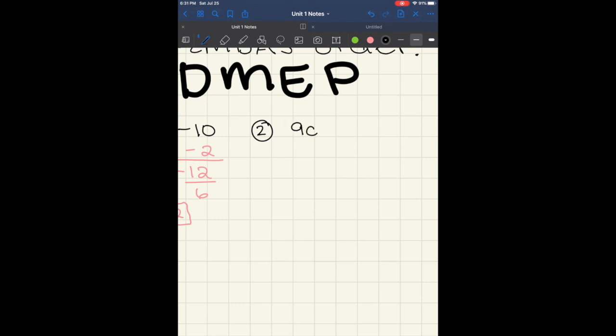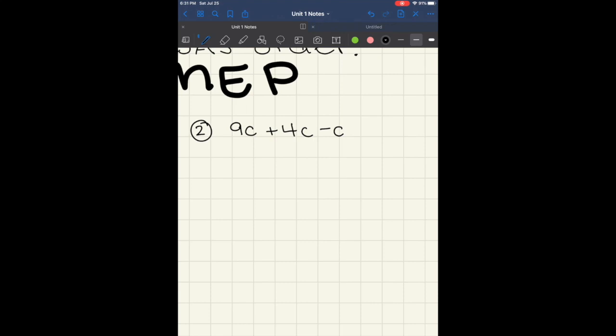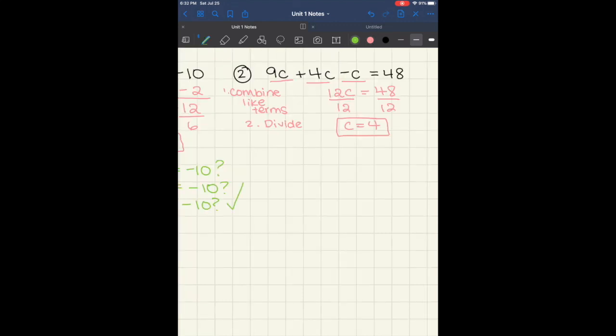Number 2, we've got 9c plus 4c minus c equals 48. So here we need to combine like terms first. So 9c, 4c, and negative c are all like terms. They add up to 12. So we've got 12c equals 48. We need to divide both sides by 12, and we get 4.